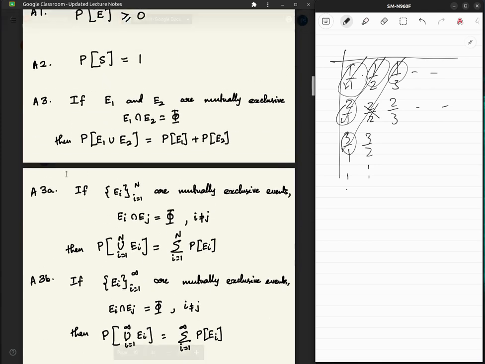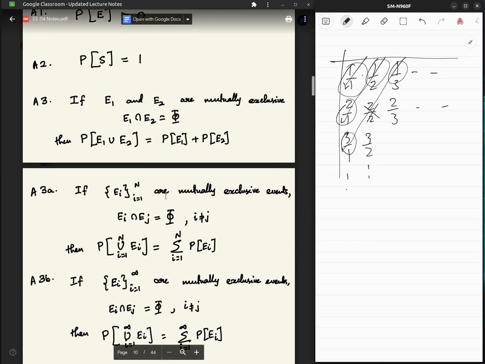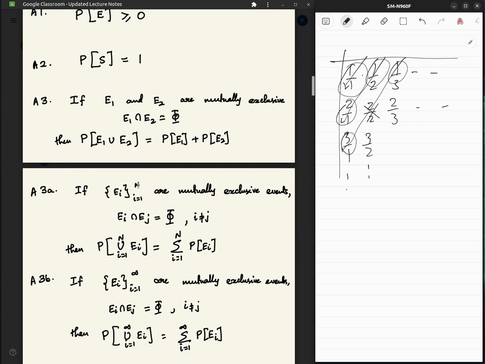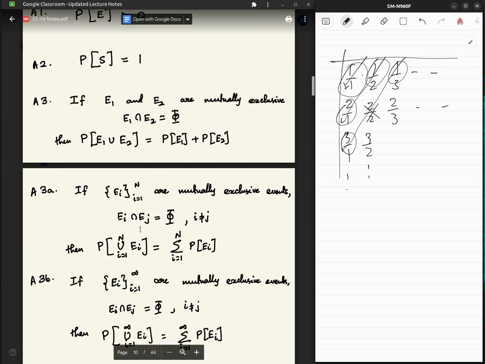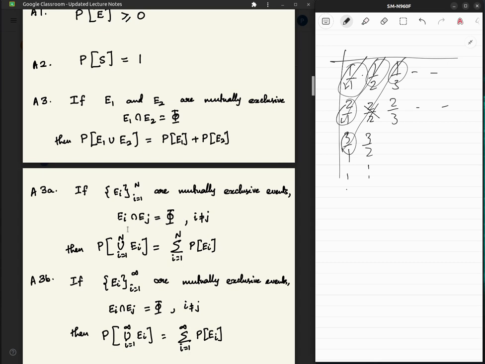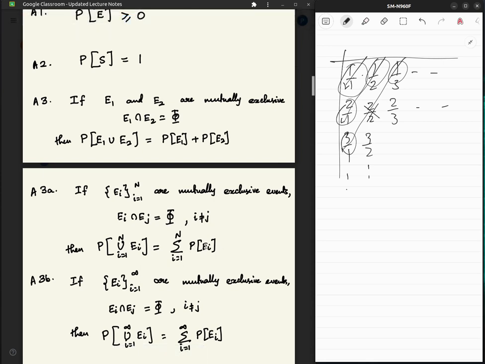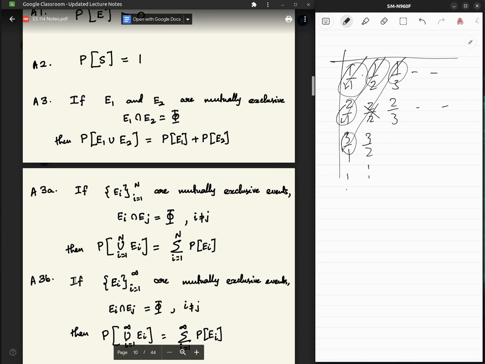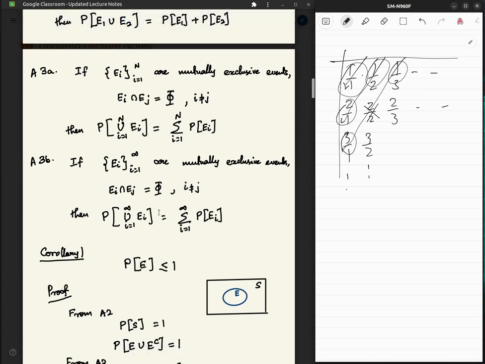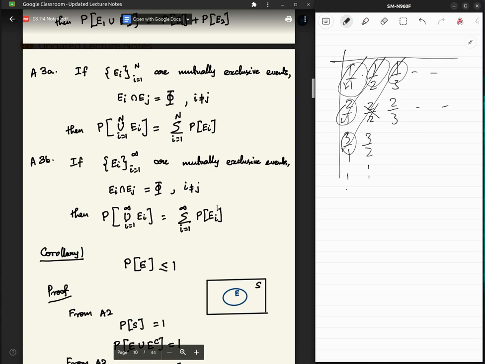Okay. Axiom 3a. If all of these are mutually exclusive events, then of course this happens. I mean, that is the definition. Then the probability of the union of all of these mutually exclusive events is just the sum of the individual probabilities of our elements. Makes perfect sense. And in 3b, they're just taking the limit to infinity, so n goes to infinity. So it's an infinite set, infinite sample space, whatever. Then still you have the same thing.